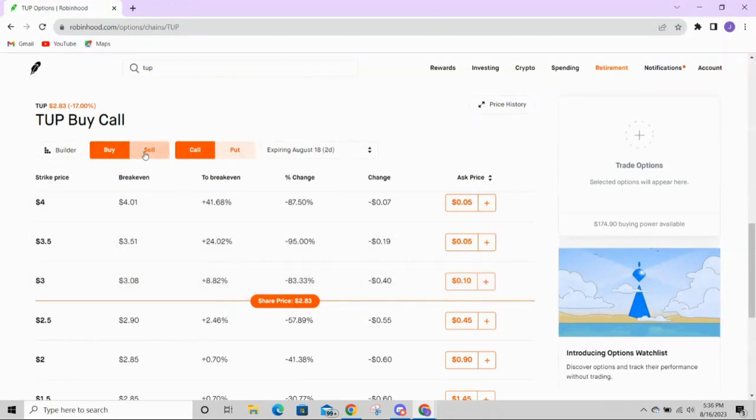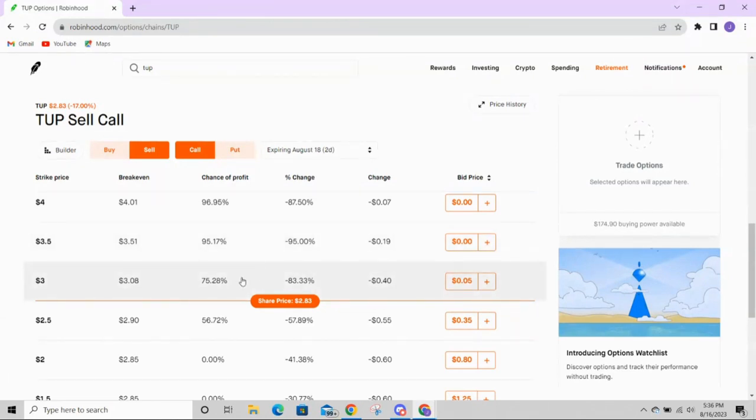Now let's look at selling a call. Very similar metrics, still looking at the same thing. You have this 5-cent ask price. So if you're going to sell a call at $3, you would get a $5 premium. If it goes above the $3, then the options contract would be executed at the end of the expiration date, and you would sell your shares for $3.